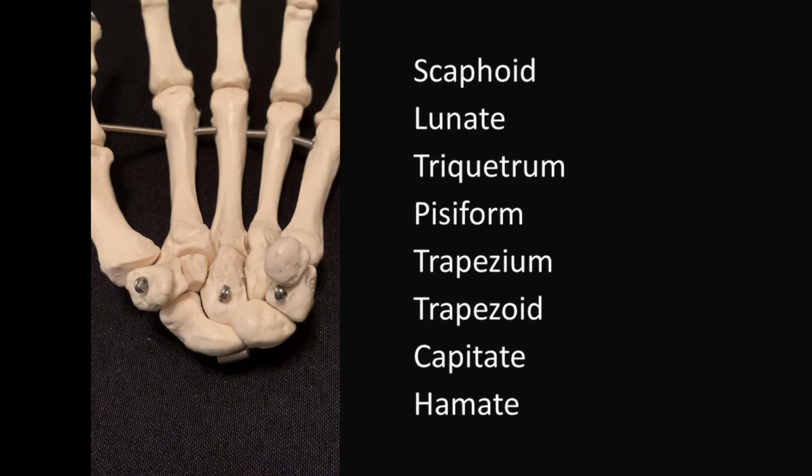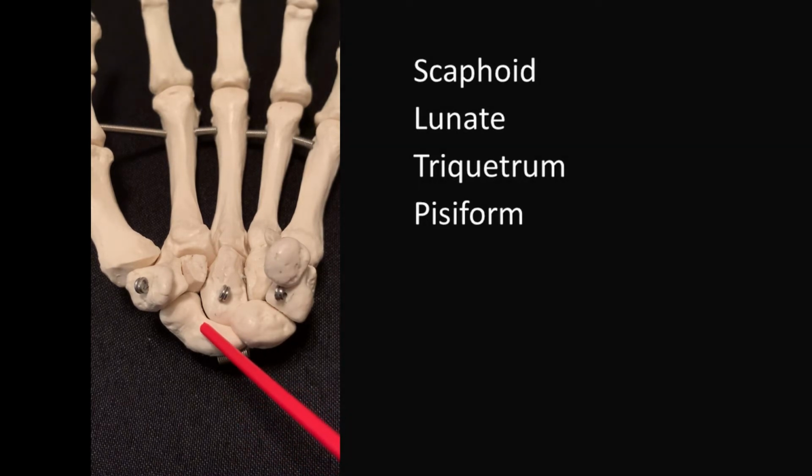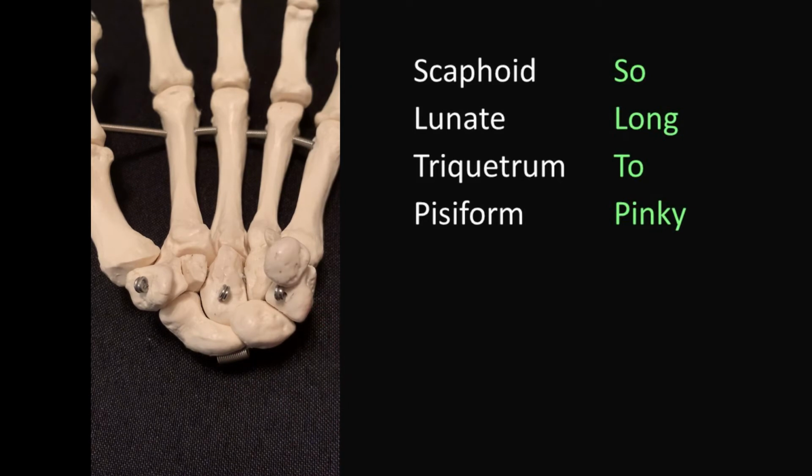Most of them have to do with mnemonics. And these mnemonics are all starting with the proximal row and going in that same direction that we just recited them. But the 2 mnemonics I'm going to teach you take the distal row in opposite directions. So we're going to start with the first mnemonic. So scaphoid, lunate, triquetrum, and pisiform. So S, L, T, and P. So we're starting at the thumb side, so it's so long to pinky. We've ended up here at the pinky.